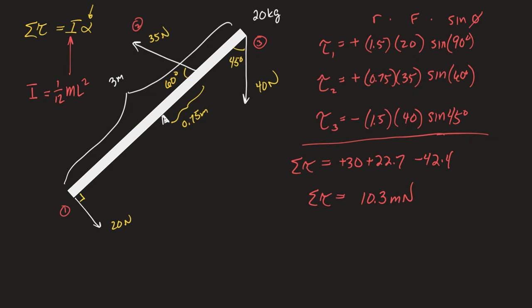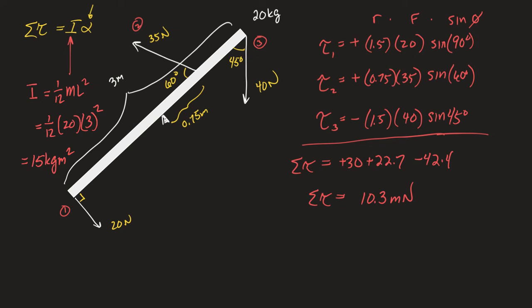With this one, I think that's going to make this whole thing 15. So I think it works out to be, but let's make sure. It's 1/12 ml squared. The mass of the rod was 20, the length of the rod is 3. So 3 squared is 9, 9/12 is 3/4, 3/4 of 20 is 15. So this equals 15 kilograms meters squared.